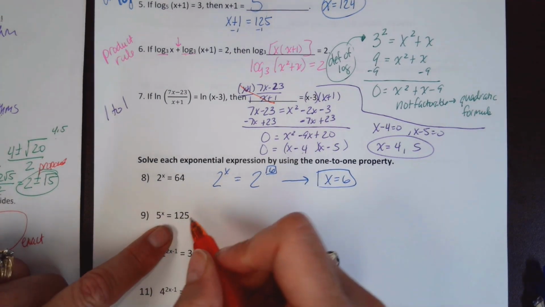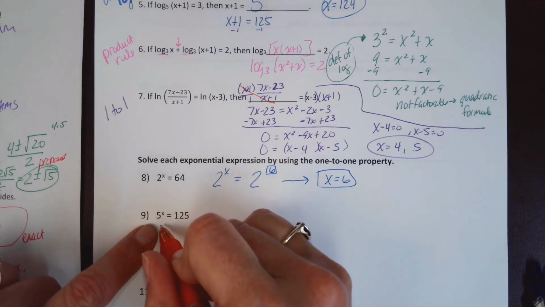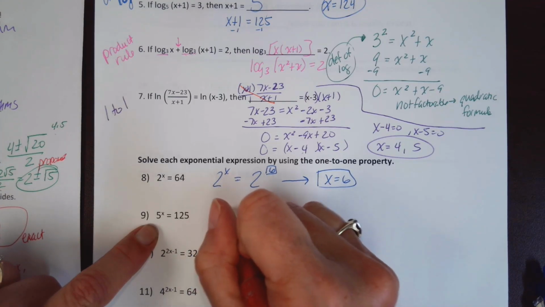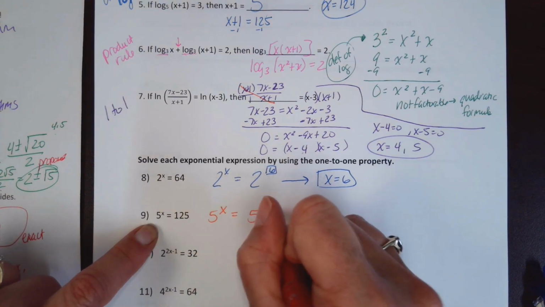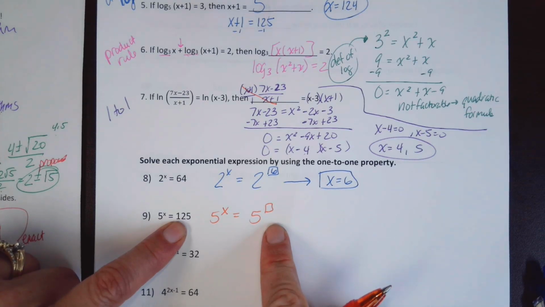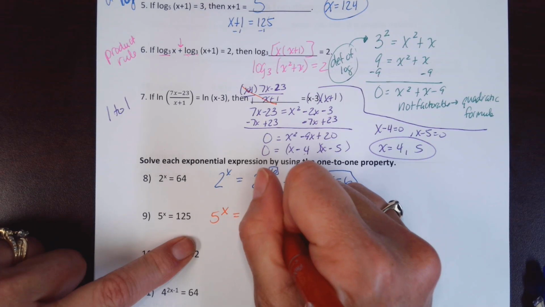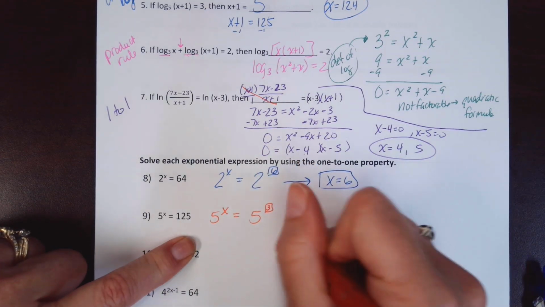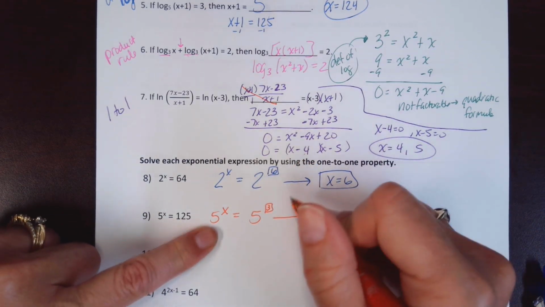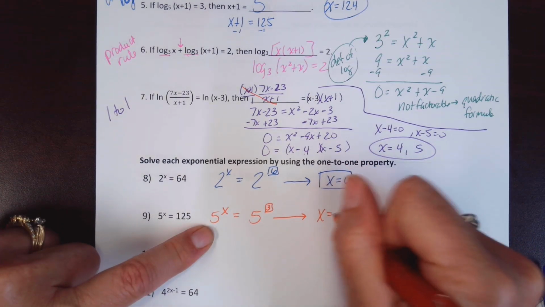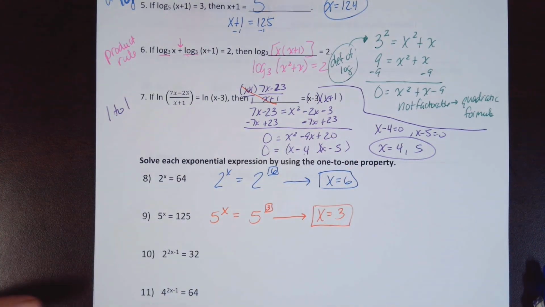All right, let's look at the next one. We can't go bigger, so we're going to have to see if we can match that smaller base, base 5. 5 to what power gives me 125? Well, 5 squared is 25, 5 cubed is 125, and the one-to-one property tells me that if the bases are the same, the exponents are equal. And again, we're done.